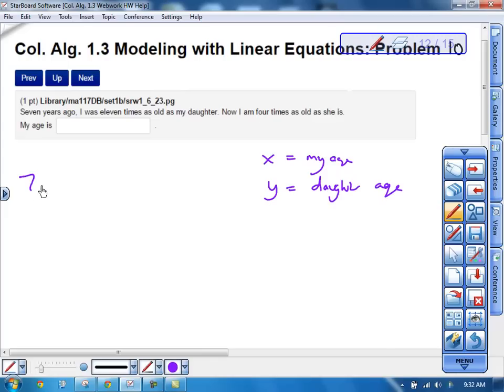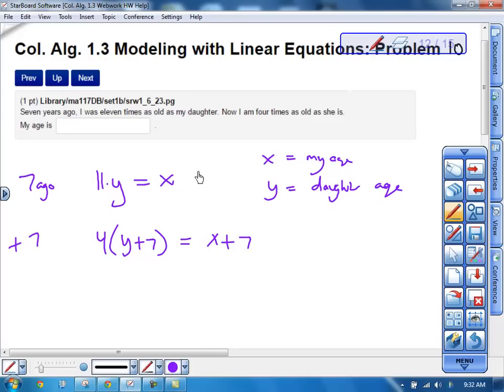Okay, so then let's go with 7 years ago. We've got an equation. I was 11 times as old as my daughter, so my daughter's age times 11 will give me my age. Now, into the future 7 years, now I'm 4 times as old as she is, so it'd be 4 times my daughter's age, which is now y plus 7, gives you your age, which is now x plus 7, because you're both 7 years older.